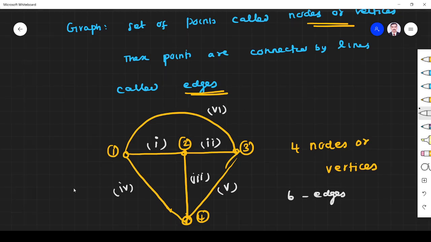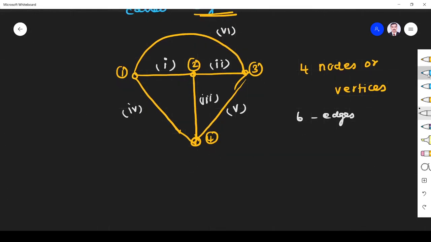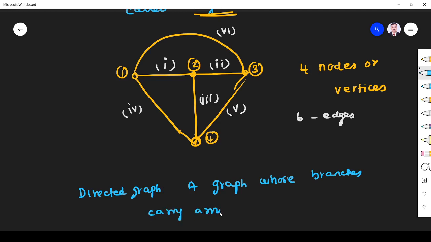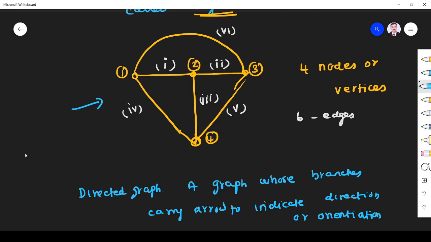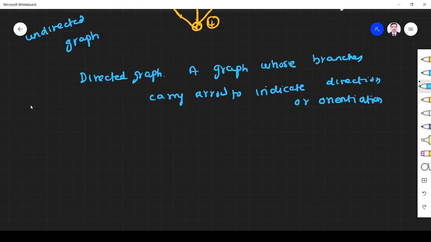Next, what are the things we have to know about a graph? Another thing we have to know about a graph is the directed graph. What is a directed graph? A graph whose branches carry an arrow mark to indicate direction or orientation. That is a graph with direction, that is called a directed graph. The graph I have drawn here is an undirected graph because it doesn't carry any direction.